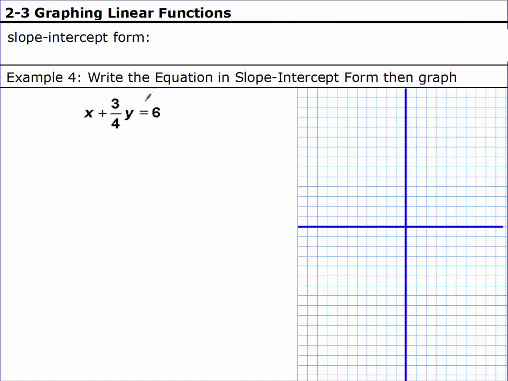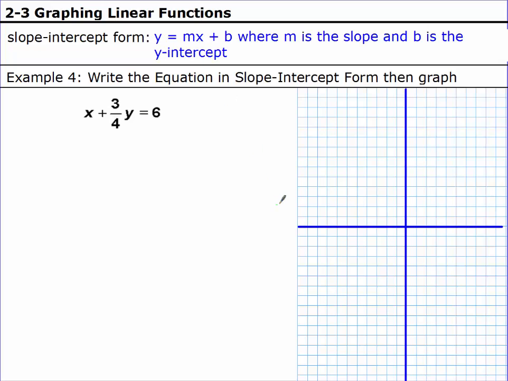Alright, now most of the time when we're given a standard form, and this problem isn't exactly in standard form, it wouldn't have a fraction, but it works the same way. Most of the time when we're given this, we're going to convert it to what's called slope-intercept form. So you've heard this before, it's called y equals mx plus b, where m is the slope and b is the y-intercept. I've kind of whittled this all down to a 2-step process.